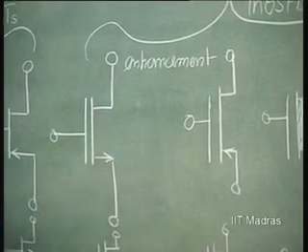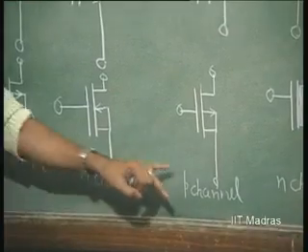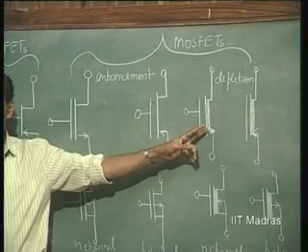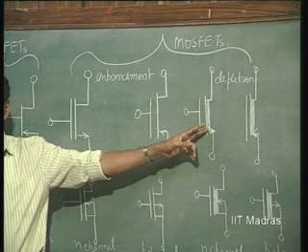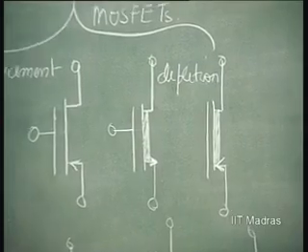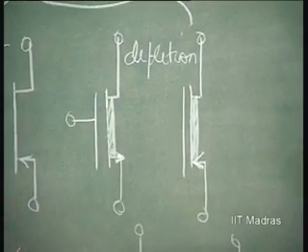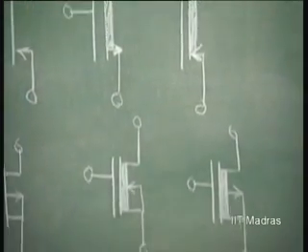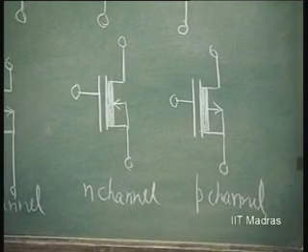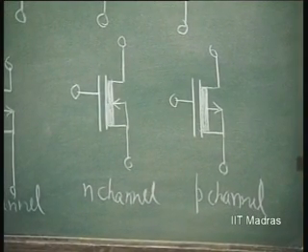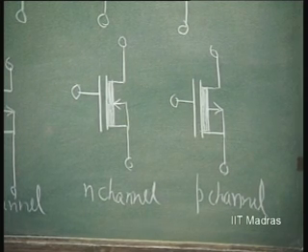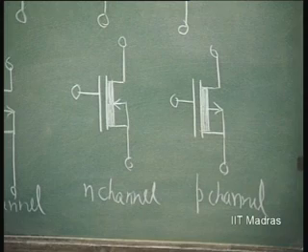And then we have N channel and P channel, where the channel is already diffused into this. So, these are the depletion mode MOSFETs, which can be operated also in enhancement mode, but they are popularly called depletion type of MOSFETs. So, let us therefore use these active devices in a variety of applications.